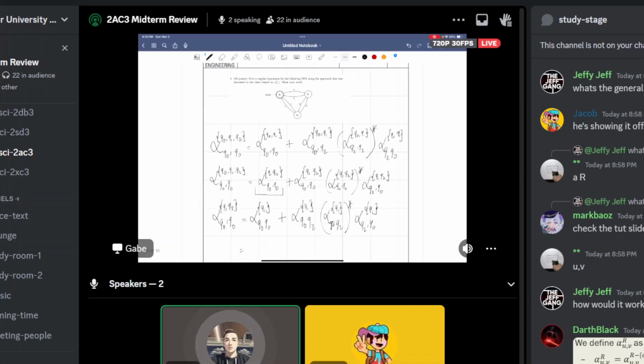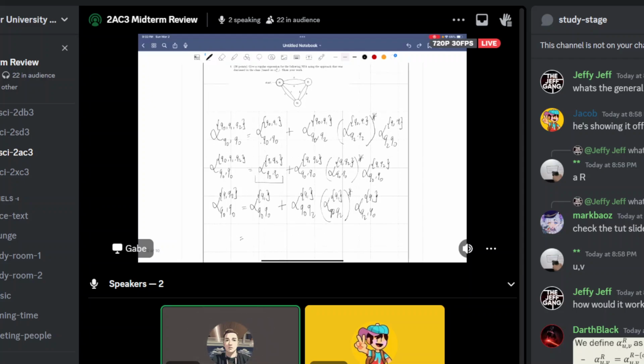So for the first term, how can we go from Q0 to Q0 passing through state Q1 only? Well, this is what I was talking about, Jacob, where you have two options. You can just stay at Q0 with the epsilon, or you can go to Q1 using an A, and you can come back to Q0 with an A, so AA.